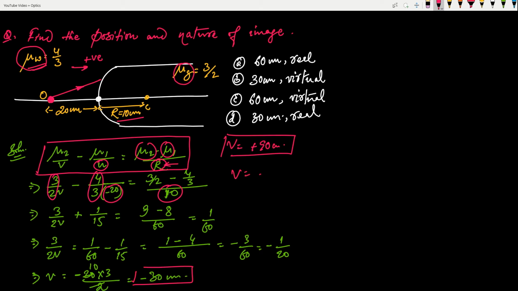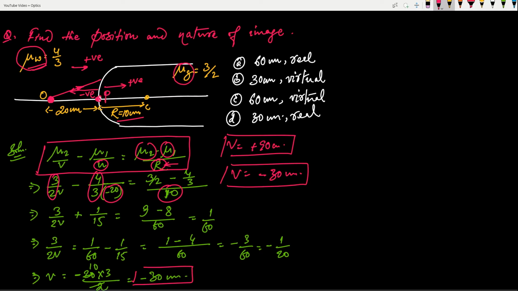Here we got v is equal to minus 30 centimeter, which suggests that the image that is produced is actually virtual. Now minus means in which direction? This is the positive direction, and we know this is the negative direction. The measurement is done from the pole. We know this is the pole, therefore minus 30 centimeter actually means we need to move in this direction 30 centimeter. So the image is formed here, that is 30 centimeter in the opposite direction to that of the incident ray. I hope this much is clear. Now since the object and the image are on the same side, we can say that the image that is produced is virtual. Therefore the answer will be 30 centimeter virtual, option B.